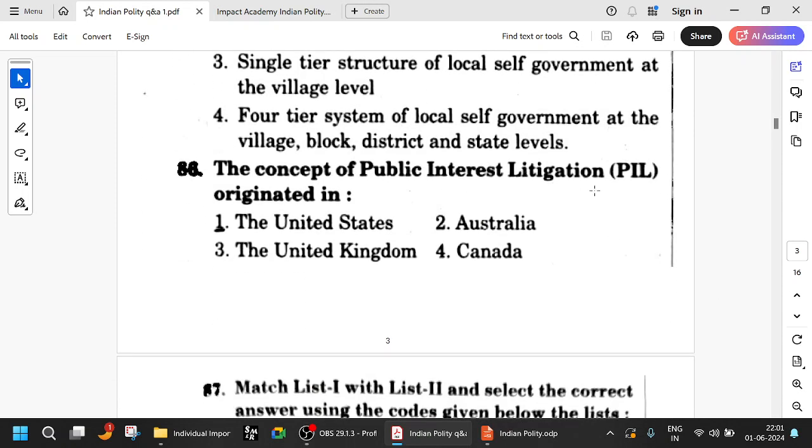The concept of public interest litigation originated in the United States. If there is any public issue you want to take to court where you are not the aggrieved person but the public in general, then you can go for a public interest litigation.